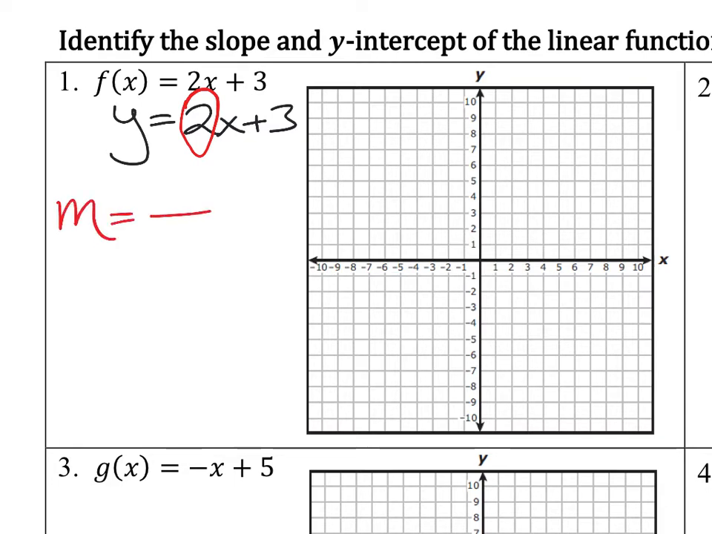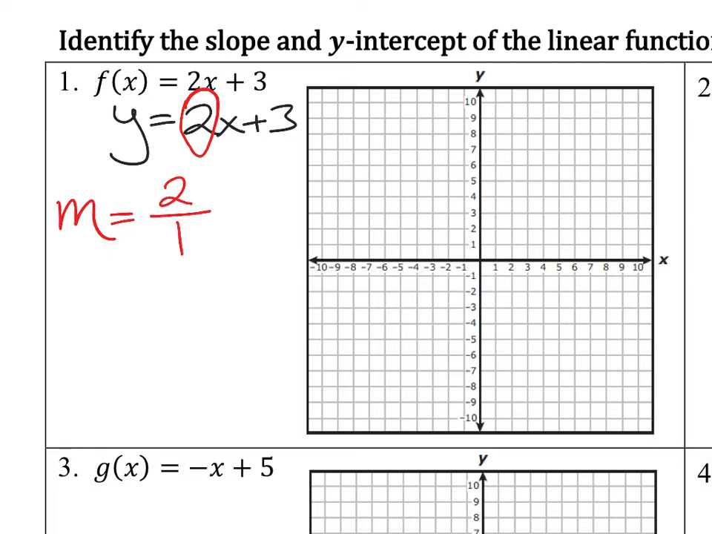How do I write 2 as a rise over a run? How do I write it as a fraction? I just want the number 2 as a fraction. 2 over 1. Any whole number can be written as that number over 1.